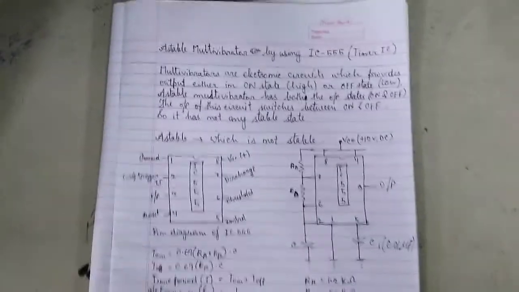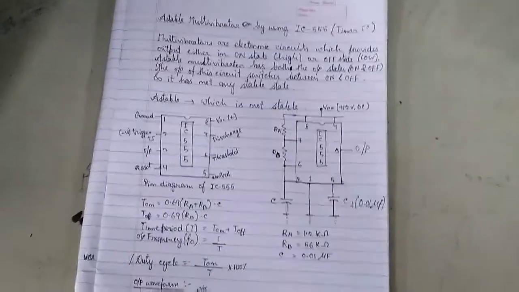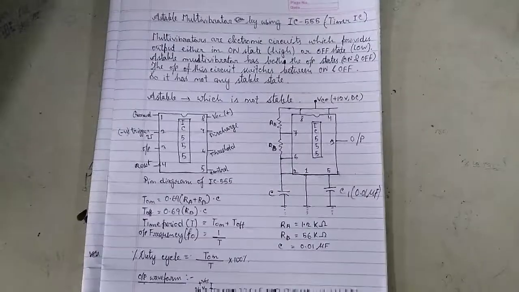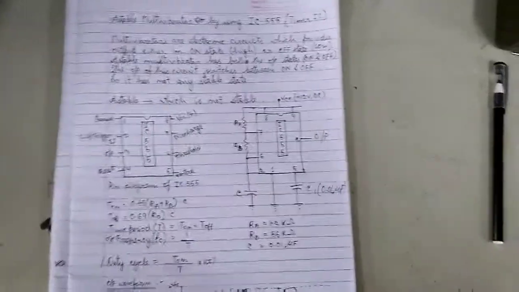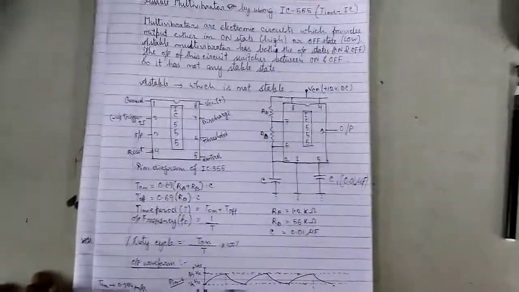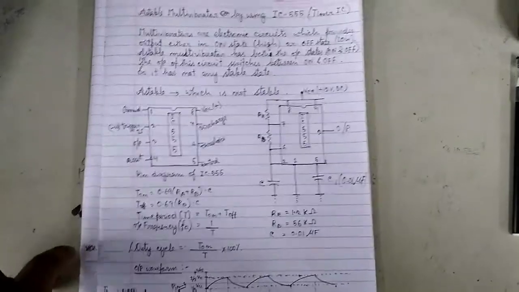So what is multivibrator? Multivibrator circuit is the electronic circuits which provides output either in on state or in off state or in both states. There will be on state and off state also. So this kind of multivibrator is astable multivibrator which provides output in on state and off state both.